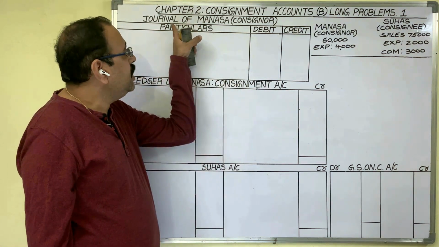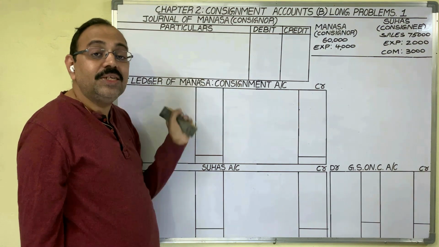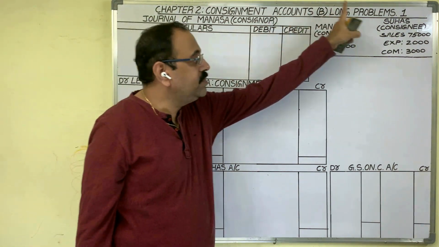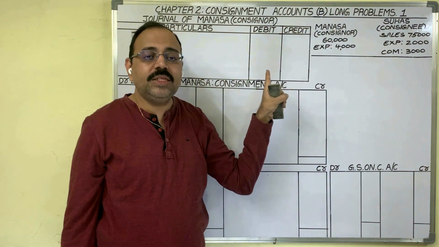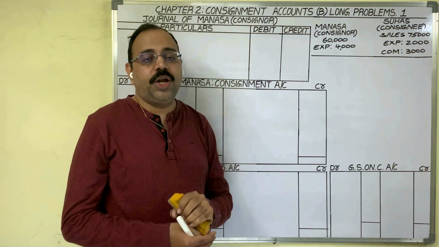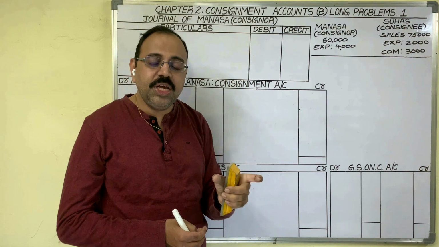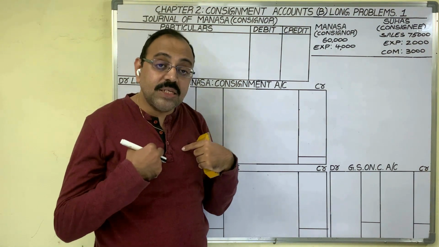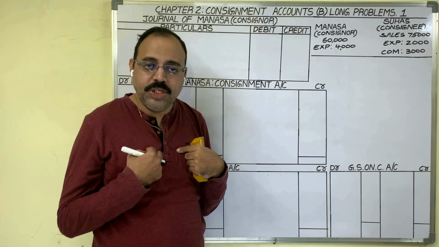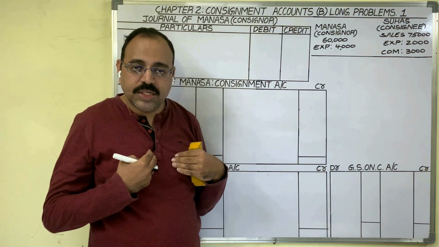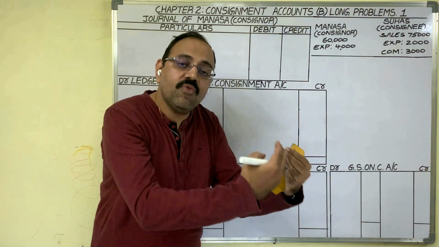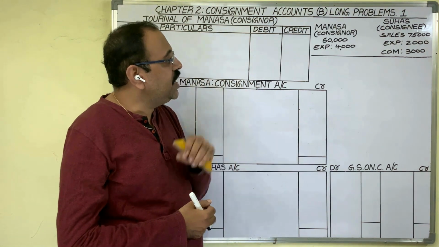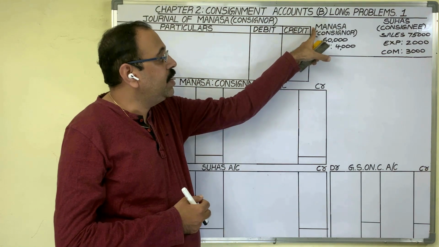We are preparing the journal of consignor and ledger of consignor now. Therefore, all these transactions we should analyze from consignor's point of view. Your assumption is you are an accountant of consignor. So think from consignor's point of view. Means to the consignor what is coming, from the consignor what is going. That should be your analysis. See the first transaction. First what happened?